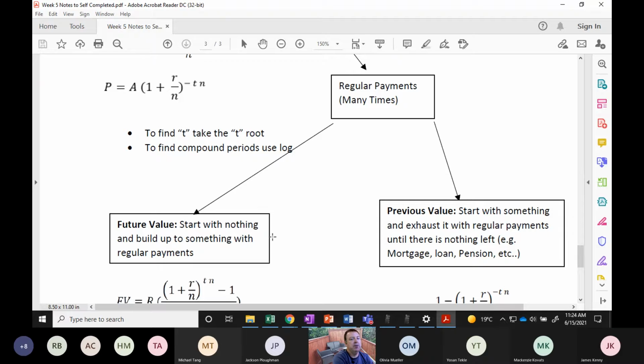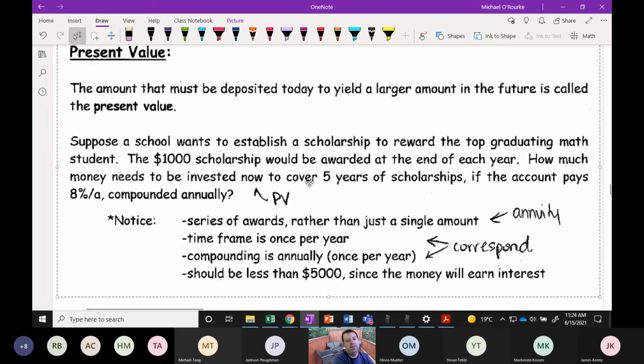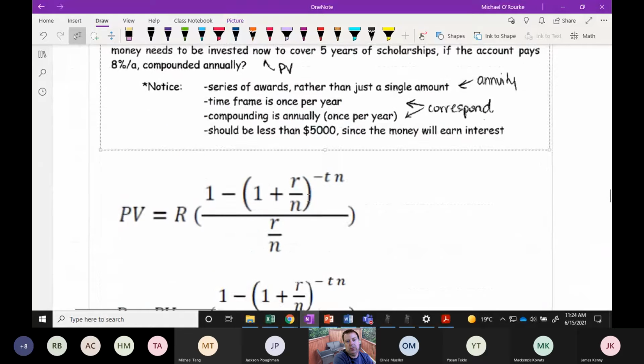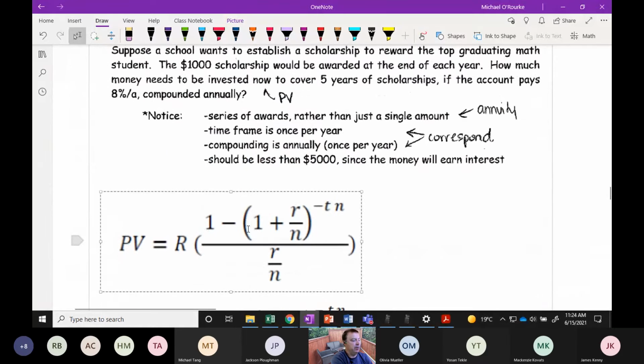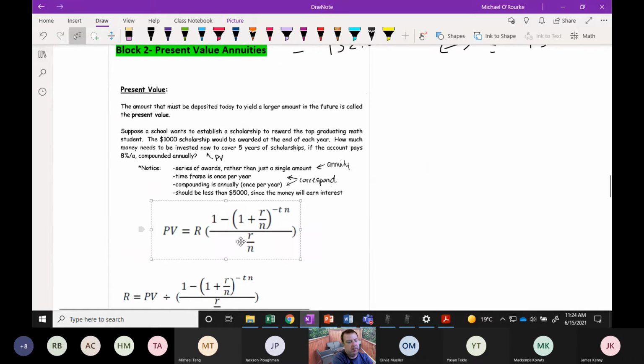Do we understand the difference between these two? This one we start with zero money and we build up and we're saving. And this one, we're kind of going the opposite. We start with something and we go down. Whether it's I borrow money for my house or I borrow money for a car and then I'm paying it off a little bit at a time. Okay. Here's my two formulas for it. I apologize, I got my formulas mixed up the other time.